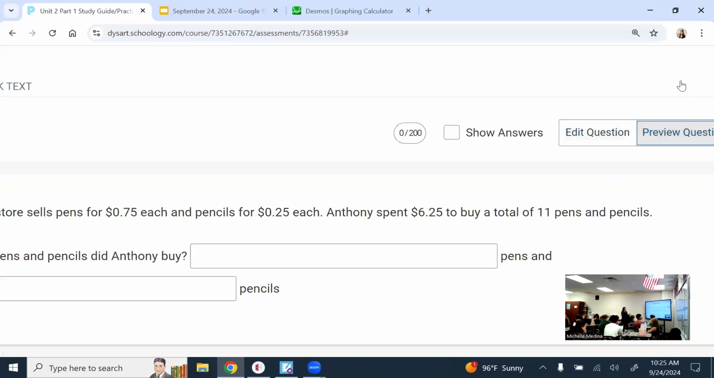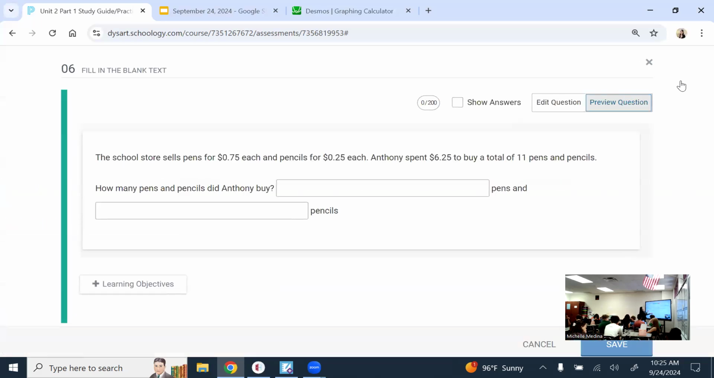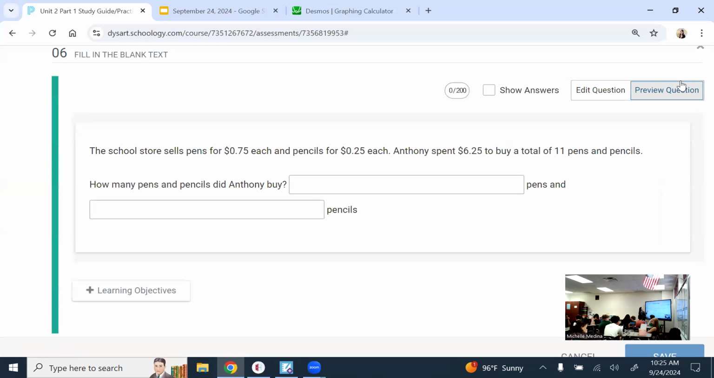Now, number 6 on this study guide is like what we learned yesterday, how to make the system and solve it. So if you read it, you know it's a system because you should see 2 totals. That's a good place to start if you are struggling making your system of equations. Class, what are my 2 totals in this situation?